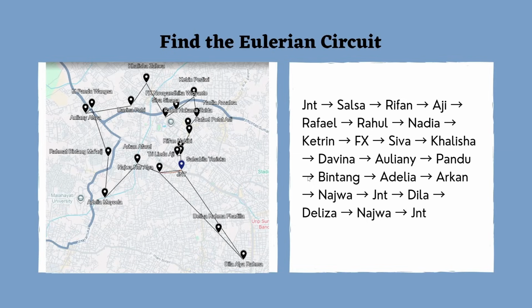After the graph becomes Eulerian, the next step is to find the Eulerian circuit. This is a route that passes through each edge exactly once and returns to the starting point. The Eulerian circuit shows an optimal and well-structured delivery order.